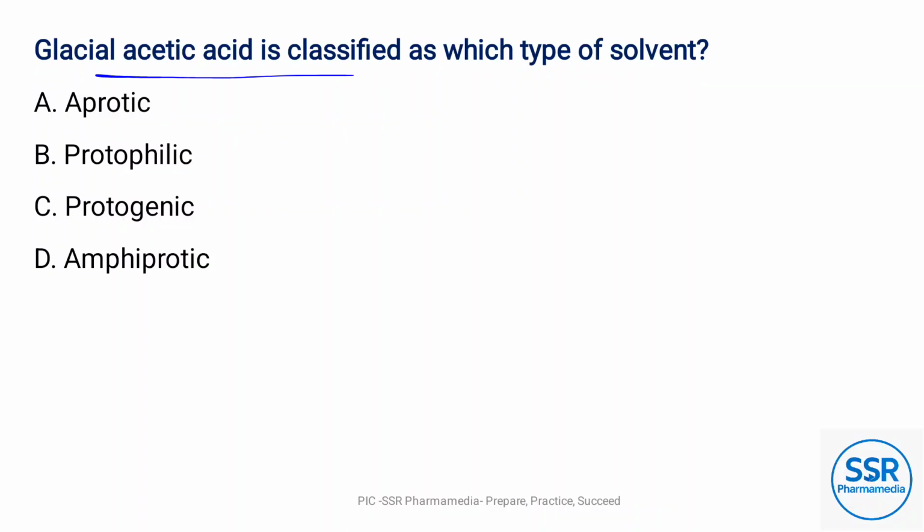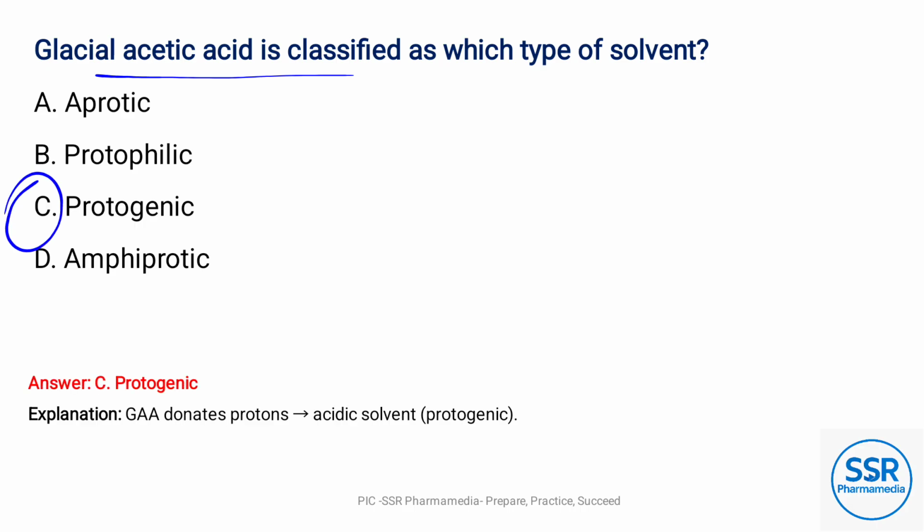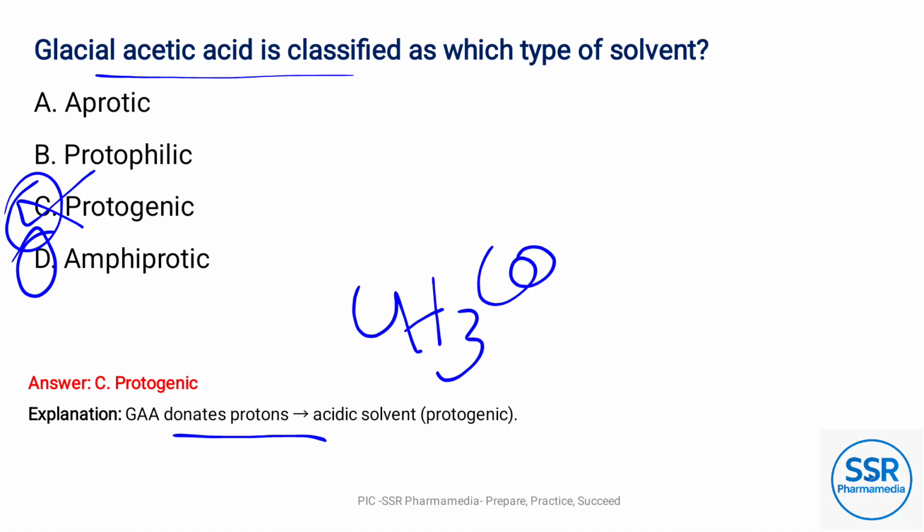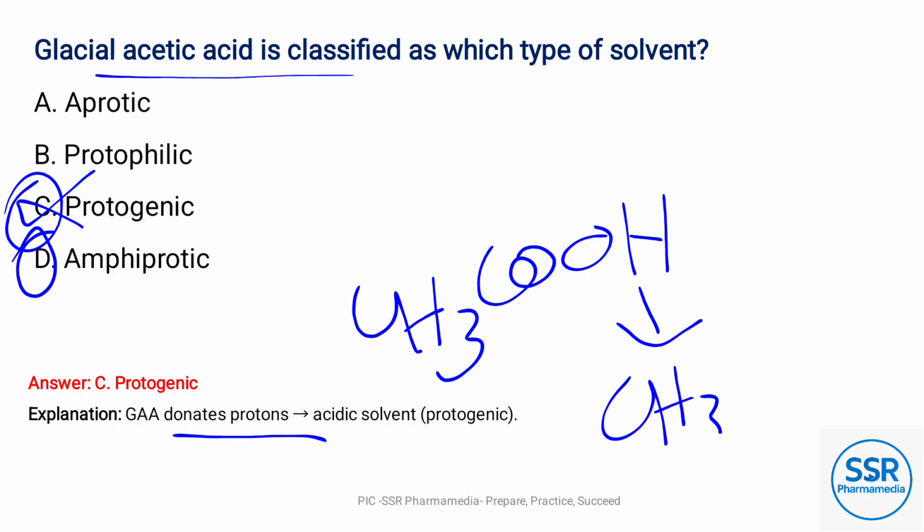Glacial acetic acid is classified as which type of solvent? Glacial acetic acid is an amphiprotic solvent because it donates a proton. Glacial acetic acid is CH3COOH, so after donation it forms CH3COO minus and H plus ion. It donates the proton, so it is acidic in character.